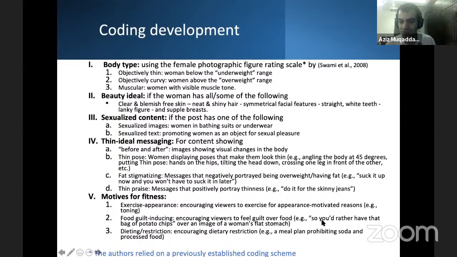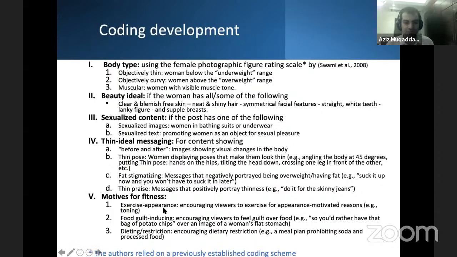So, for example, you'd rather have that bag of potato chips over an image of a woman's flat stomach, right? So you see a woman with an ideal body, and it asks, do you want to have this or a bag of potato chips? So that's inducing guilt about eating food. And then dieting restriction, like encouraging dietary restriction, like a meal plan prohibiting soda and processed food. So any messages like that, like follow this diet to become strong. Any message like that, right?